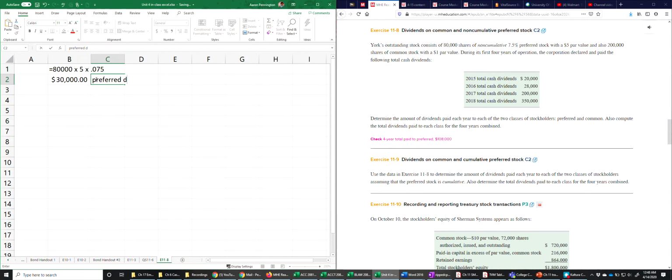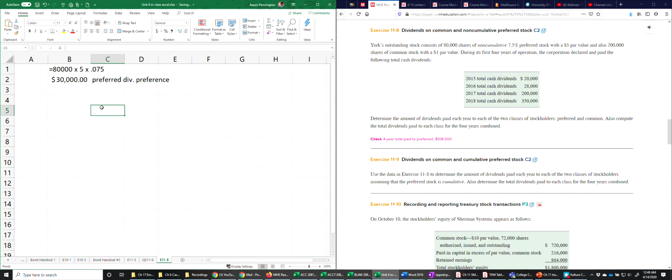Preferred dividend preference, and that means that the preferred shareholders have to get paid the first 30,000 in dividends paid. Now it does say non-cumulative, which means if the company pays less than 30,000 in total dividends, it doesn't roll over. But let's set this up.